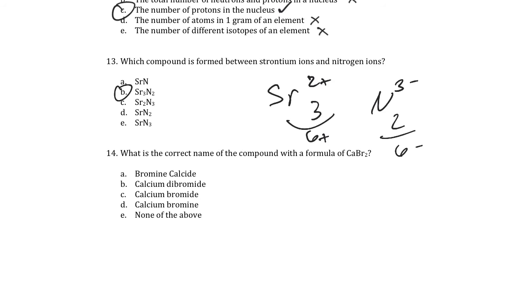What is the correct name for this? Calcium bromide. So just calcium bromide. We're trying to test you that the prefixes are used on binary molecular compounds. This is an ionic compound. It's an ionic compound because I know how to name these things as ions.